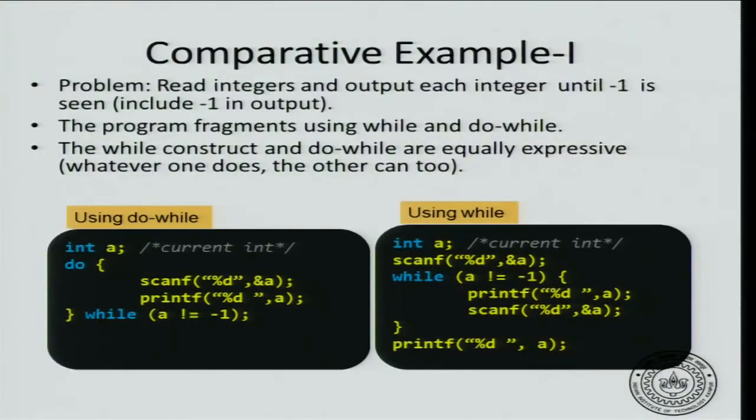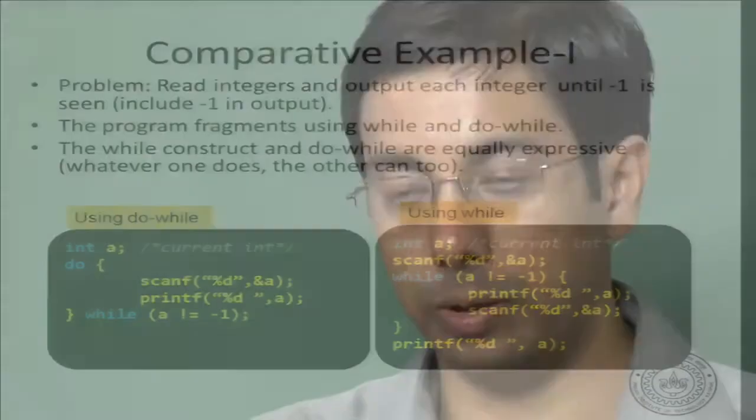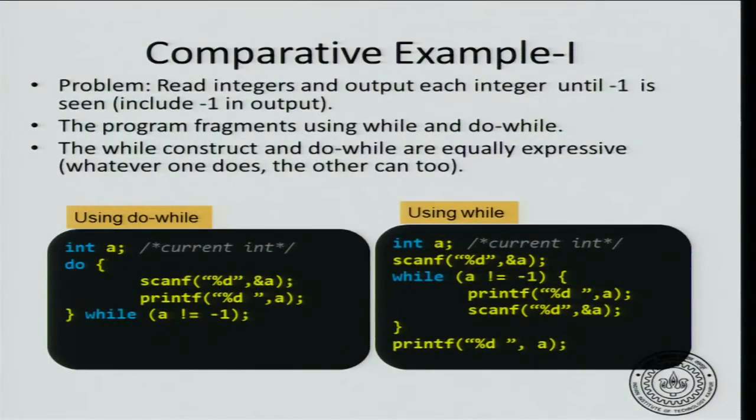So let us see the comparison between a while loop and a do while loop. We will look at the following problem. You have to read numbers and output each integer until a -1 is seen. Now the difference is that in this problem you have to include the -1. So read all the numbers up to and including -1 and print all the numbers. So we will have the following programs using a while loop and a do while loop.